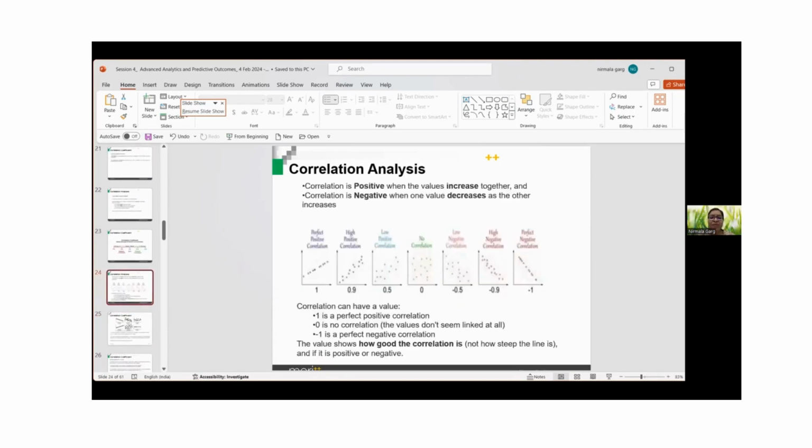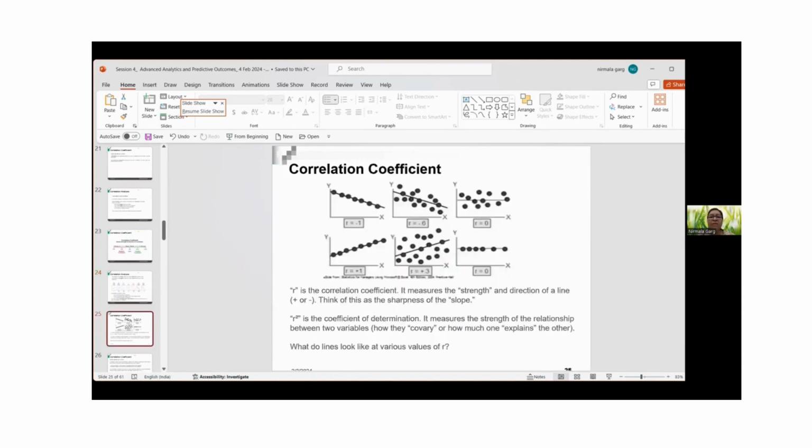Now, you can see here how good the correlation is. Let us talk about it. I'll put the cursor here. Where's my cursor gone? Yeah. So R is equal to -1. What does it mean? What does it measure? It's a negative correlation.